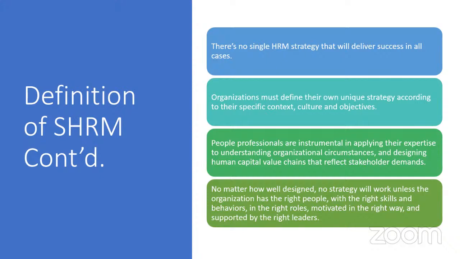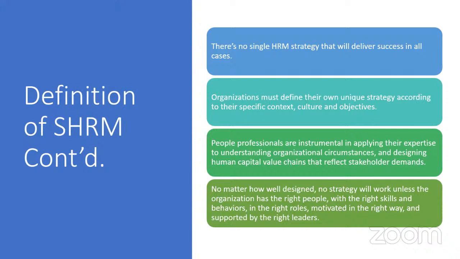And by understanding that, it helps us to think more rather than doing a copy and paste approach to people management. Organizations must define their own unique strategy according to their specific context, culture, and objectives, among other factors that could affect this strategy. People professionals or HR professionals are instrumental in applying their expertise to understanding. That's the key word I've been using. Understanding the organizational circumstances, and then application, designing human capital value chains that reflect stakeholder demands.